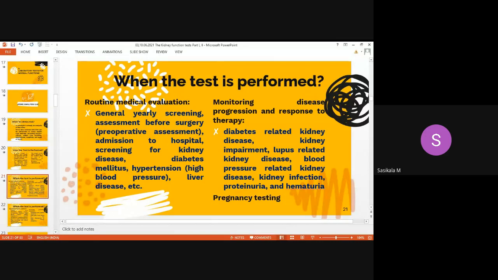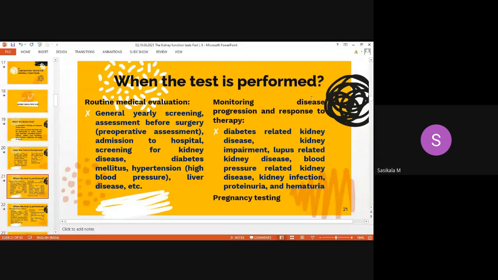For routine medical evaluation, general yearly screening. What does routine medical evaluation mean? General yearly screening, assessment before surgery, that is pre-operative assessment where urinalysis is carried out, then admission to hospital, then screening for kidney disease, diabetes mellitus, hypertension, high blood pressure, liver disease, etc. People go for urinalysis for that routine medical evaluation.